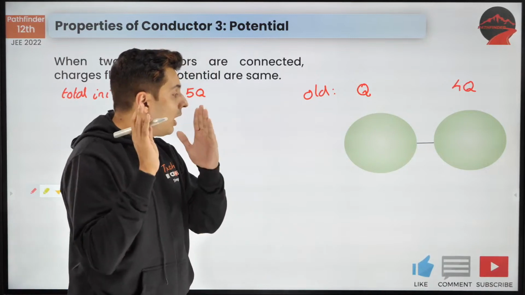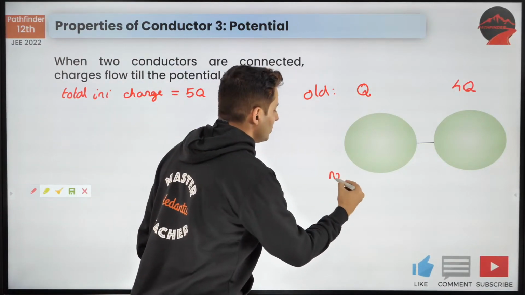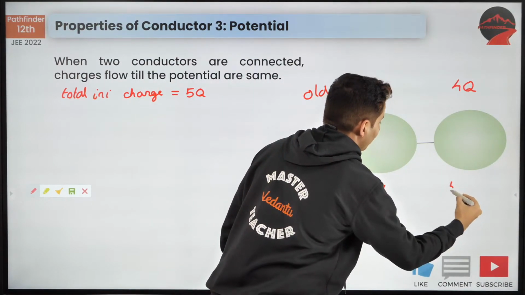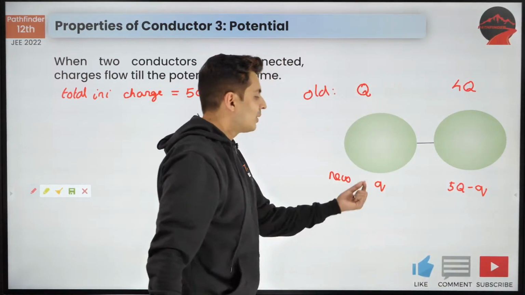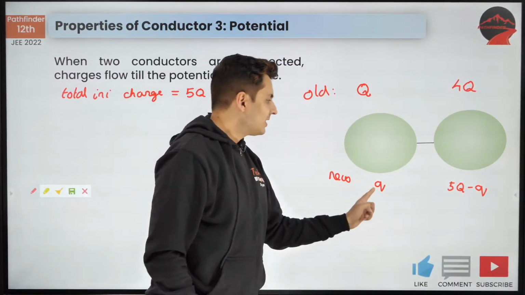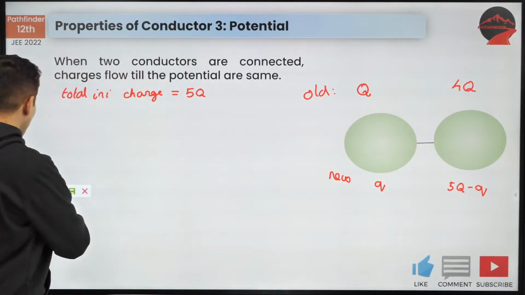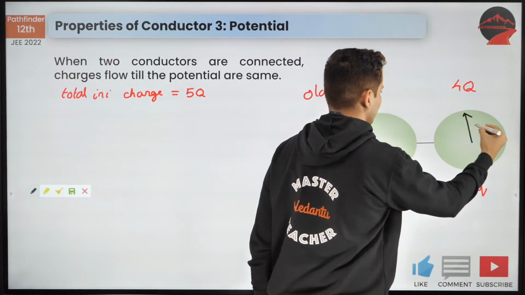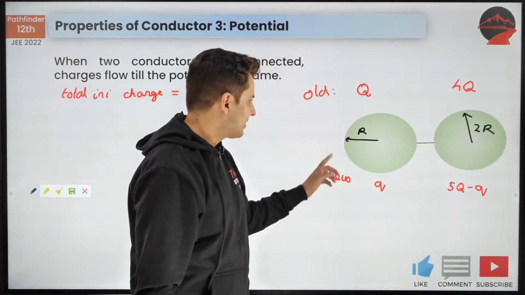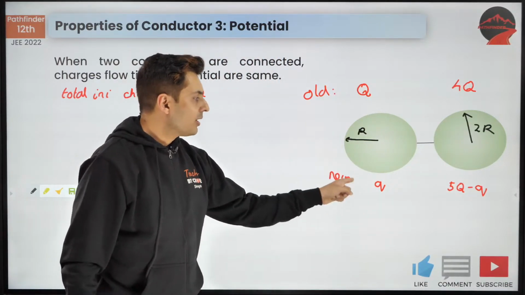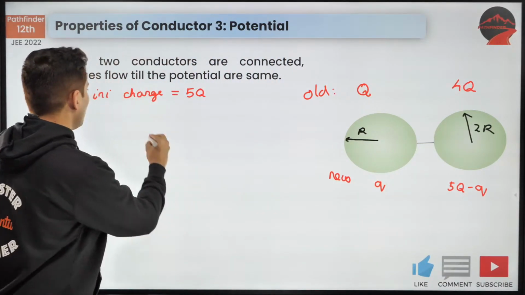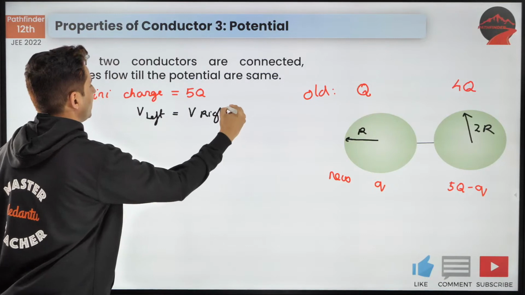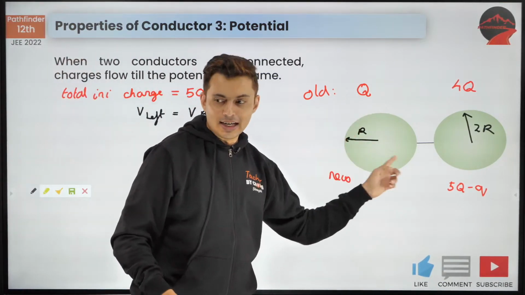Now, if I talk about the new charges, if this sphere has q, that sphere will have 5q minus q, because the total charge should still be 5q. Now let's say the radii are given. Let's say this is r, and that is 2r. When the charges get distributed, the potentials are equal. So the potential of the left sphere should be equal to the potential of the right sphere.